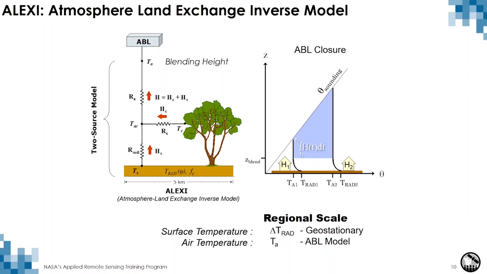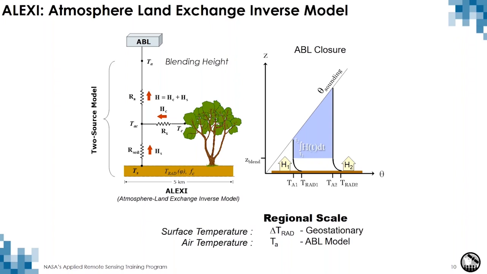This is maybe a difficult slide to look at, but we'll try to walk you through some of the physics of this, at least ALEXI in an energy balance sense. What you see on the left is the representation of a two-source model. You have resistances that explain the exchange of heat and water from the bare soil surface, and then the exchange of water and heat from the vegetation surface.